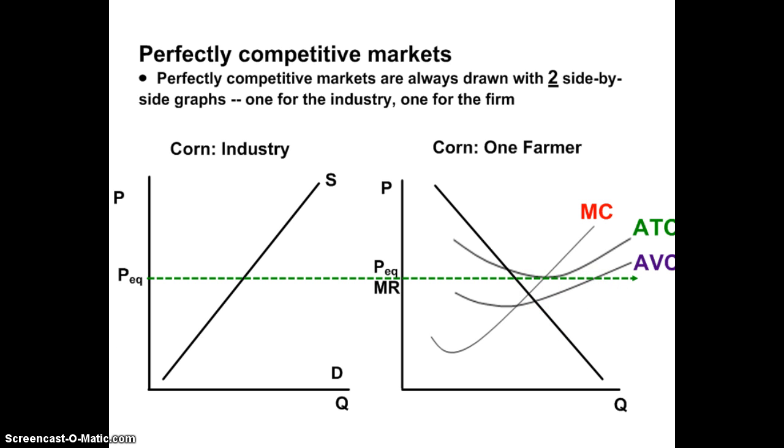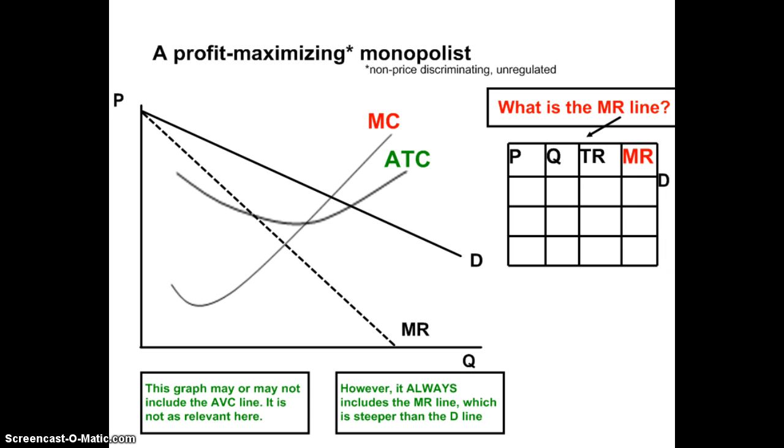We get rid of AVC because it's not as relevant, although it is still a shutdown point for the monopolist. We're just not going to show it on every graph. So we have the demand curve here, marginal cost, ATC, and then we added in this marginal revenue curve, which is steeper than the demand curve, because when the monopolist lowers the price in order to sell more units of a good, they must lower the price on all units.